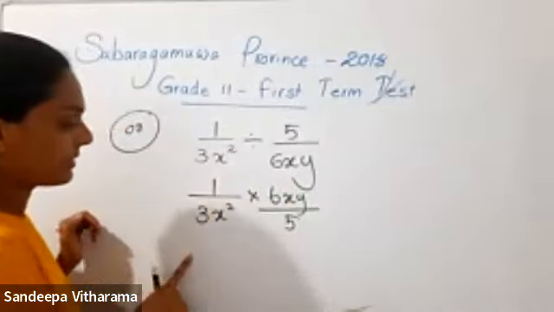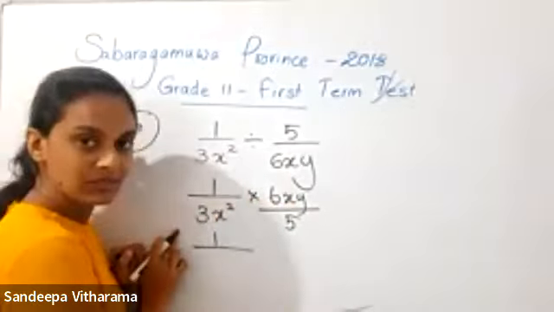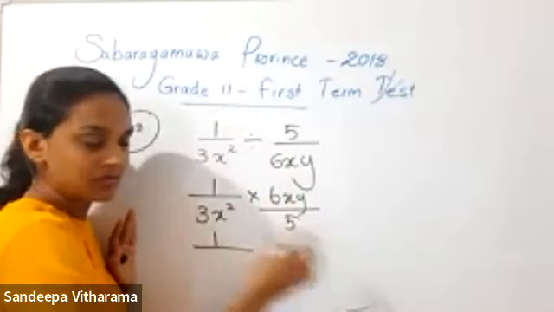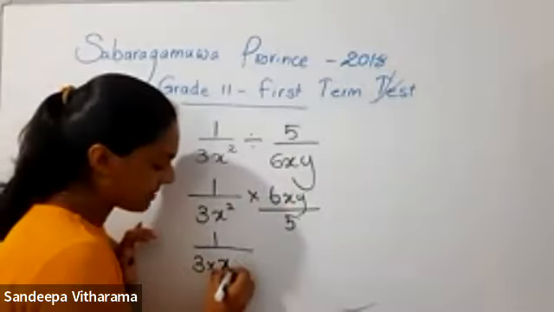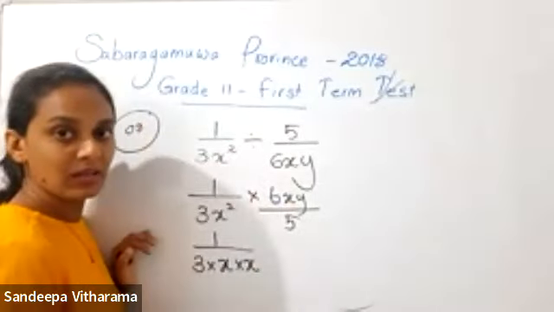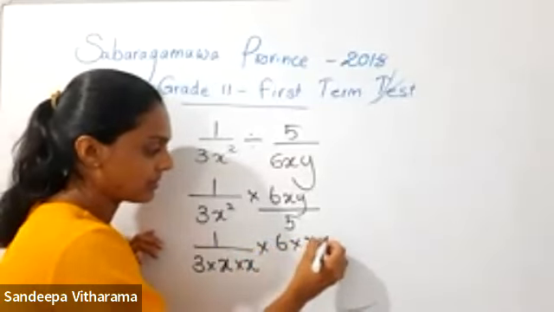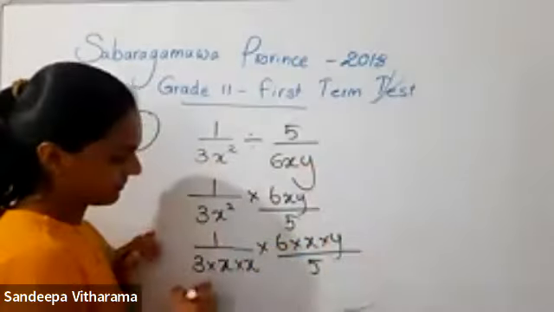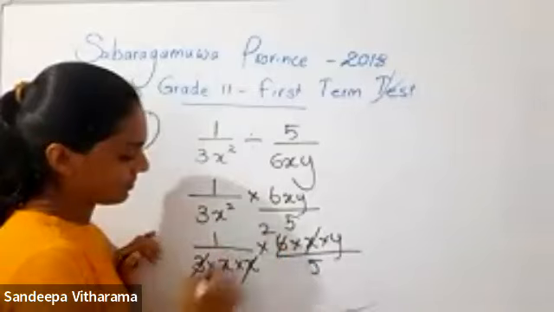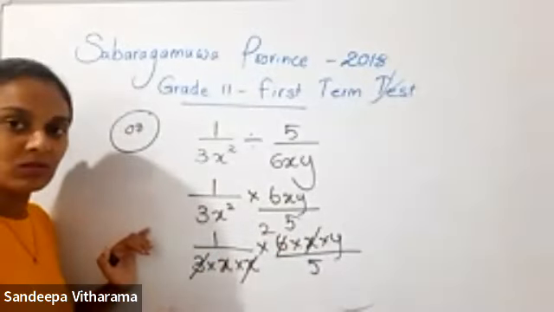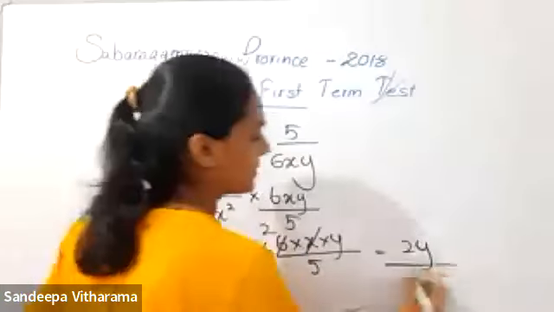Okay? And now remember that when there is an algebraic term, you can expand it. Here 3x squared, let's expand 3 times x squared. x squared means x multiplied repeatedly 2 times. That's what the power term means. Multiply 6 into x into y upon 5. Okay? Then x cancel. 6 divided by 3 it is 2. Okay, that's all. And now 1 into 2 into y is 2y. x into 5 is 5x.